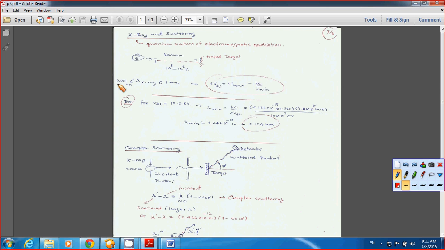And when you accelerate it, you give the energy to the electron. Simply, this is eVac equal to hc over lambda min. That's how you calculate lambda. For example, if you have Vac equal to 10k volt, you can find your lambda min by simply dividing hc by eVac. And lambda min is something about 0.1 to 4 nanometer. Okay, so that's the rough idea about how X-ray and laser work.